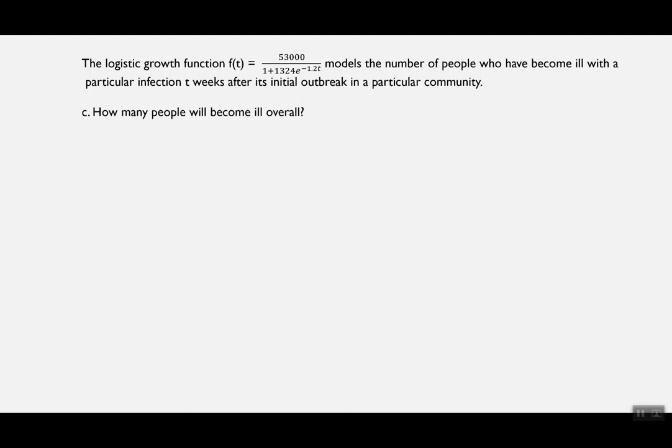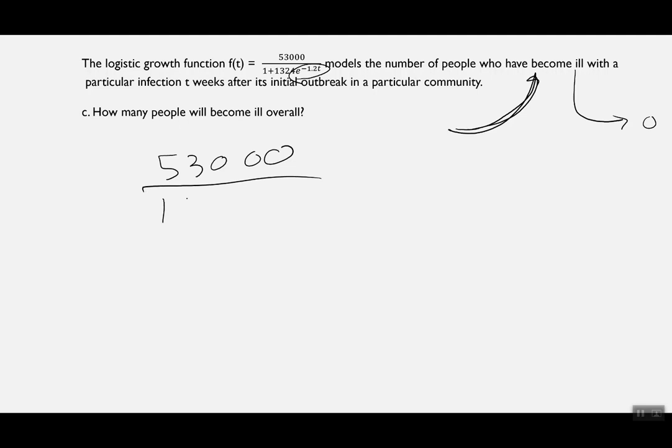So this says if we did nothing to intervene and we just let things go crazy, as t gets bigger and bigger, well, what's happening is e to the negative. E generally looks like it's increasing, but if it's e to the negative x, it's decreasing. And where is it going towards? It's going to 0. So in the long run, this e goes to 0. So I end up with 53,000 over 1 plus 1324 times 0. So in the long run, this goes away, it becomes 0. Well, 1,324 times 0 is 0. So I end up with 53,000 over 1, which is 53,000.